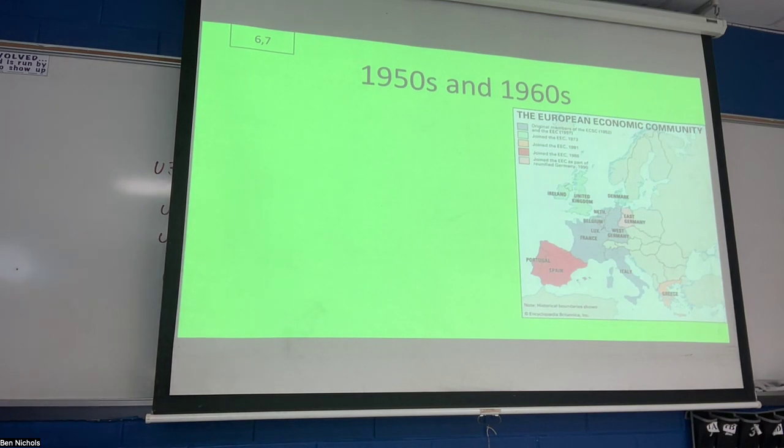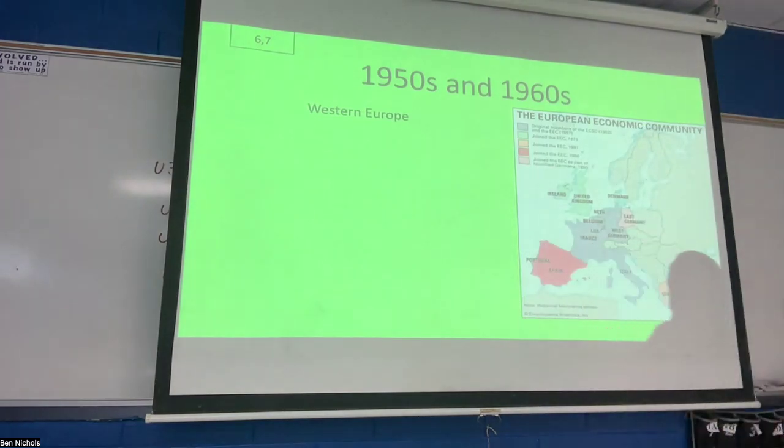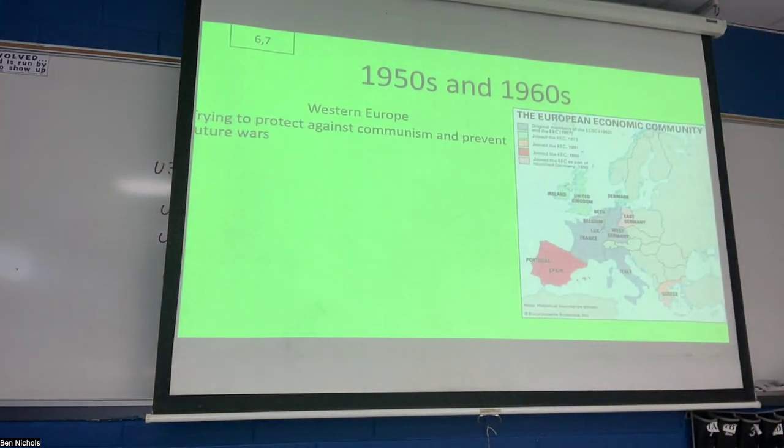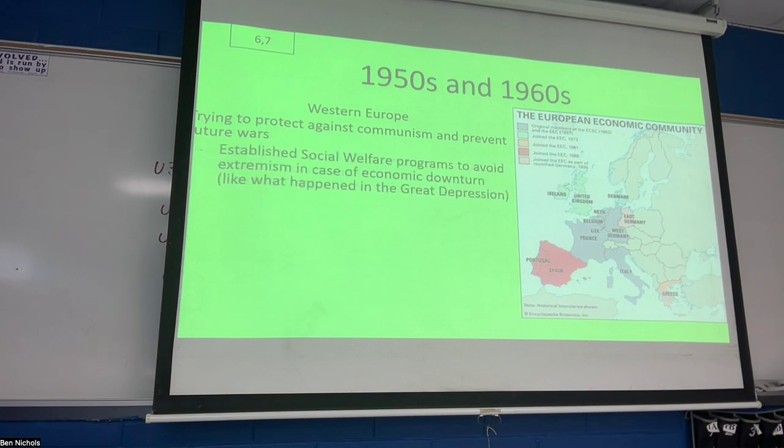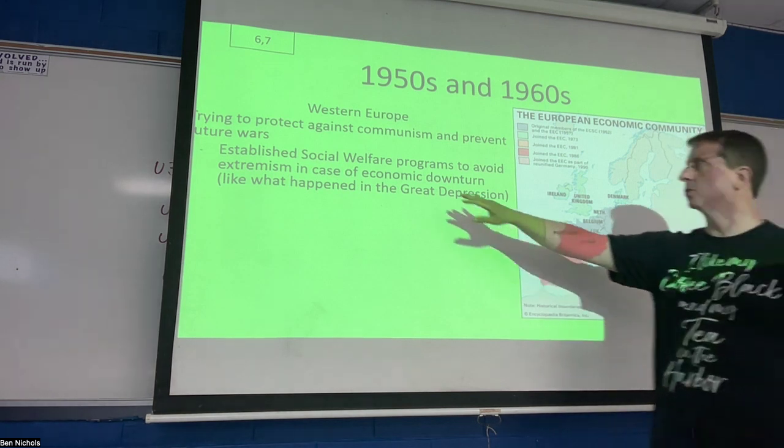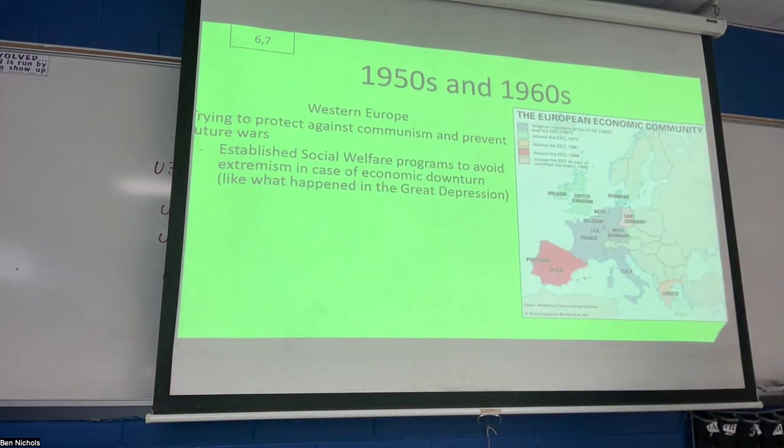The 50s and 60s. So as far as Western Europe is concerned, these were pretty good years. The two goals of Western Europe are to protect against communism and prevent future wars. To get that done, both at the national level and the international level, Western Europe takes the approach that cooperation is the best way to make this happen. So at the national level, they establish a bunch of social welfare programs. These are designed to prevent extremism in the case of an economic downturn.